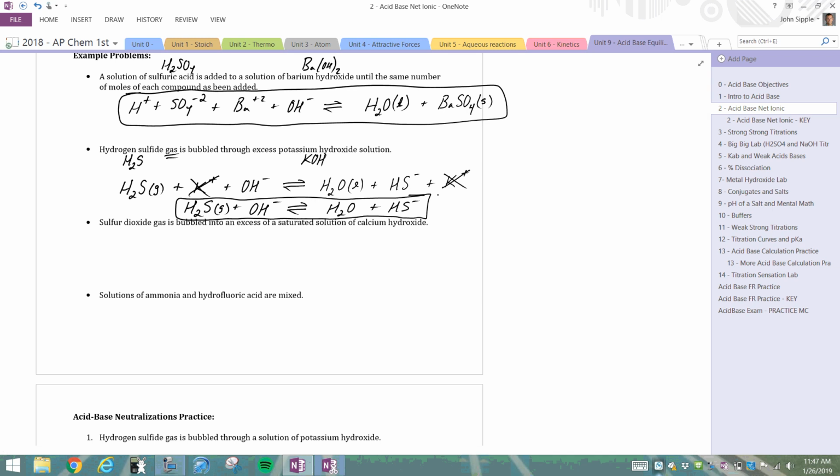Okay, so we took that H off, and OH is our base. It's doing the accepting, and we write that together as water. All right, so we're going to continue to do that.